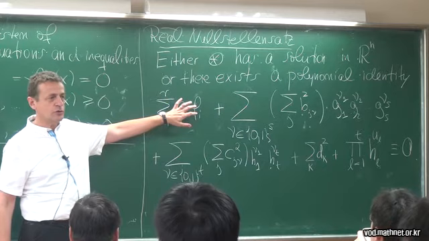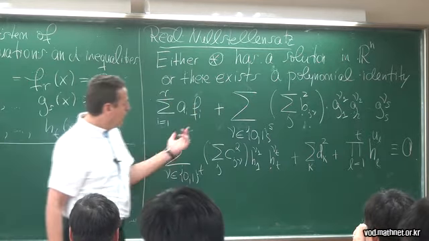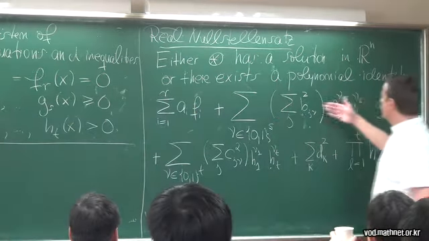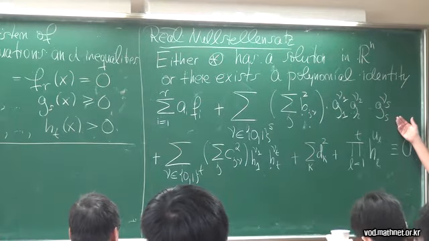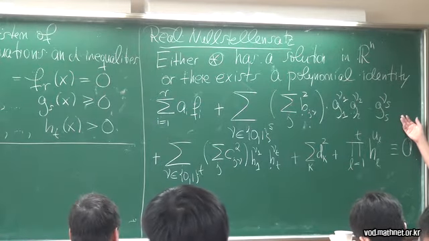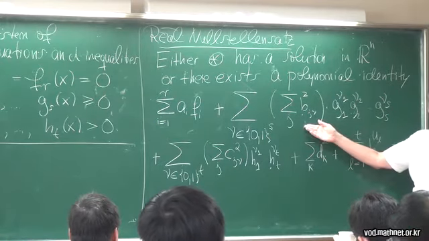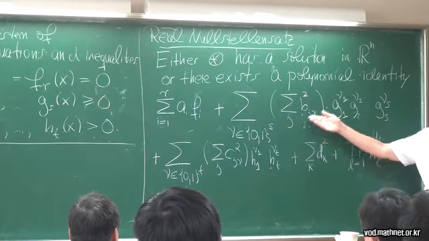Because the f's vanish, so this is 0. This, whatever it is, is non-negative, right? Because the g's are non-negative at my point. They multiply them, they're non-negative. The multipliers are sums of squares, they're non-negative, so this is non-negative.